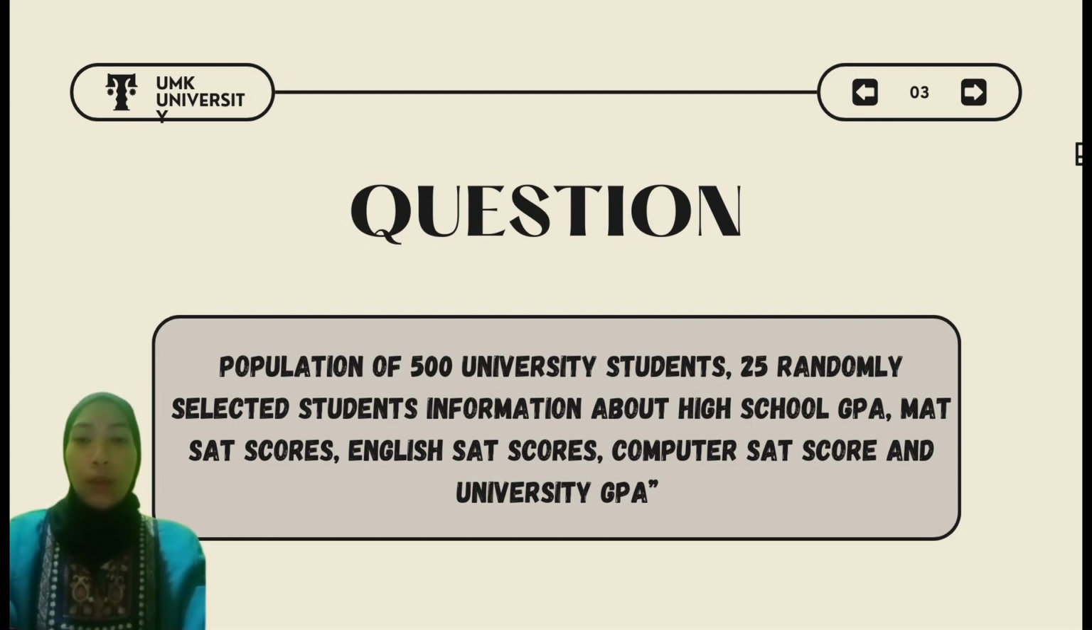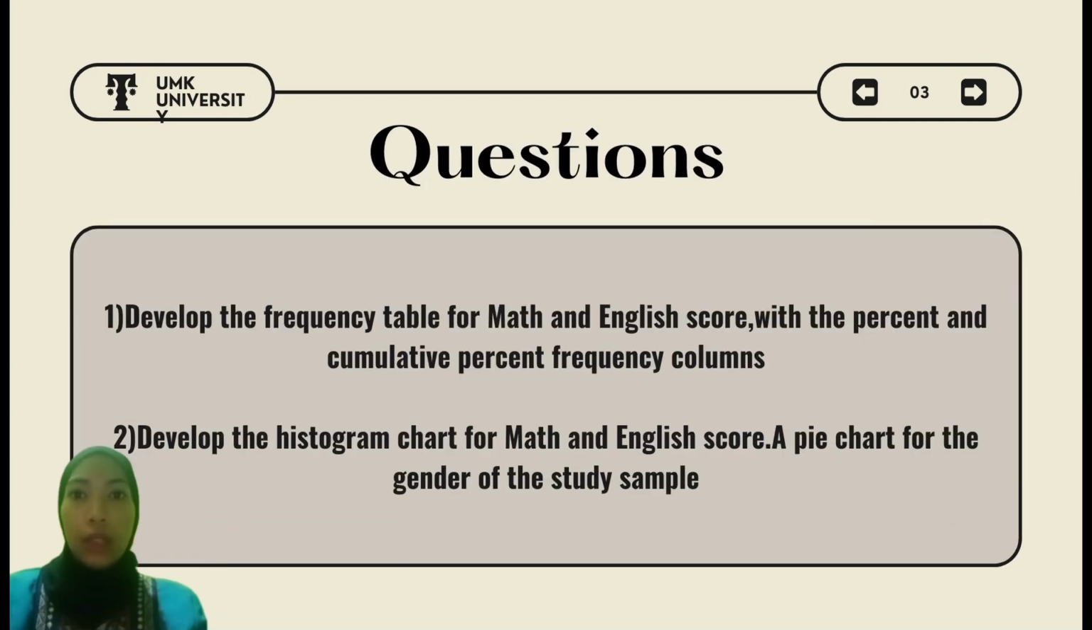H21A20203. The question is: from a population of 500 university students, 25 were randomly selected, with information about high school GPA, mathematics SAT scores, English SAT scores, computer SAT scores, and university GPA. First of all, I want to explain question number 1 and number 2.